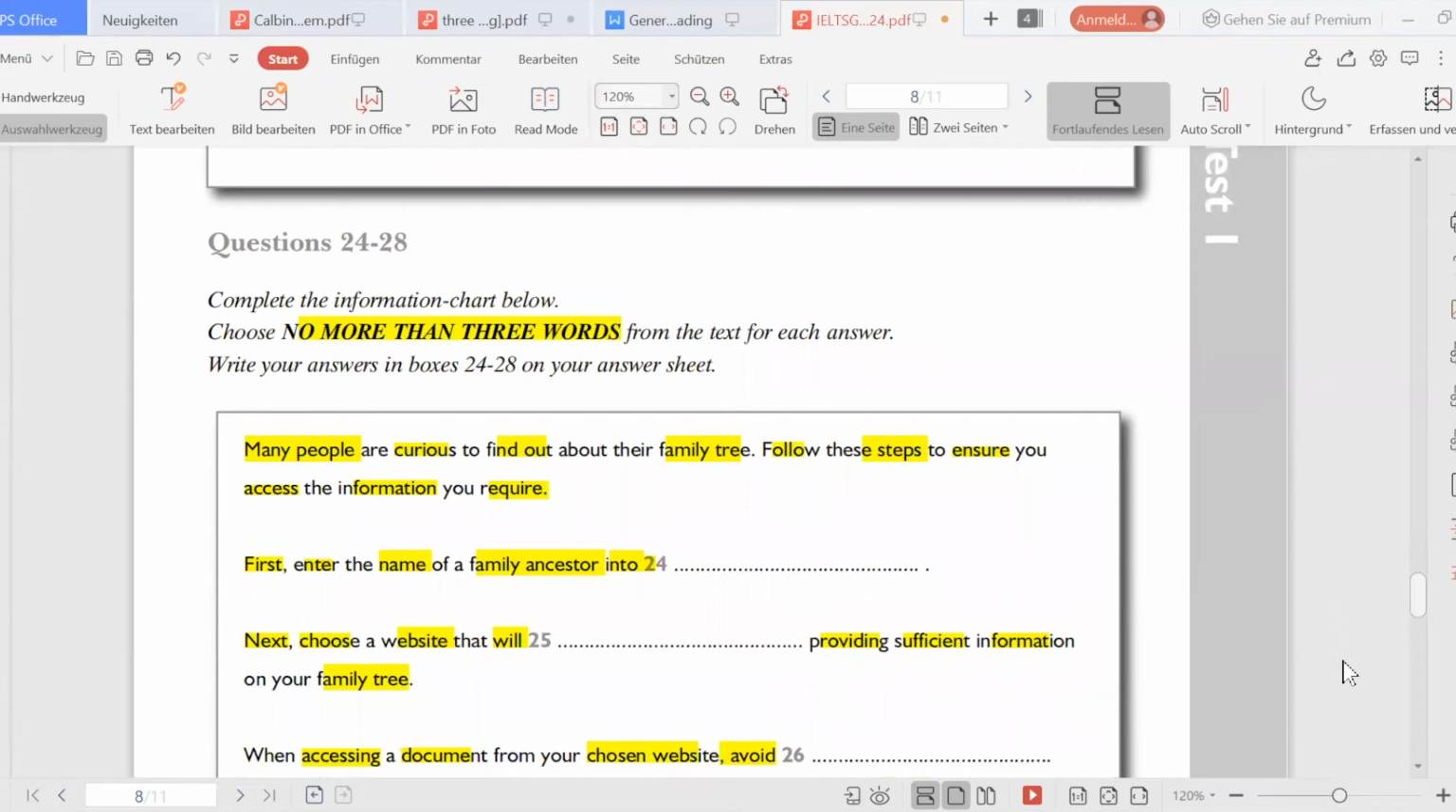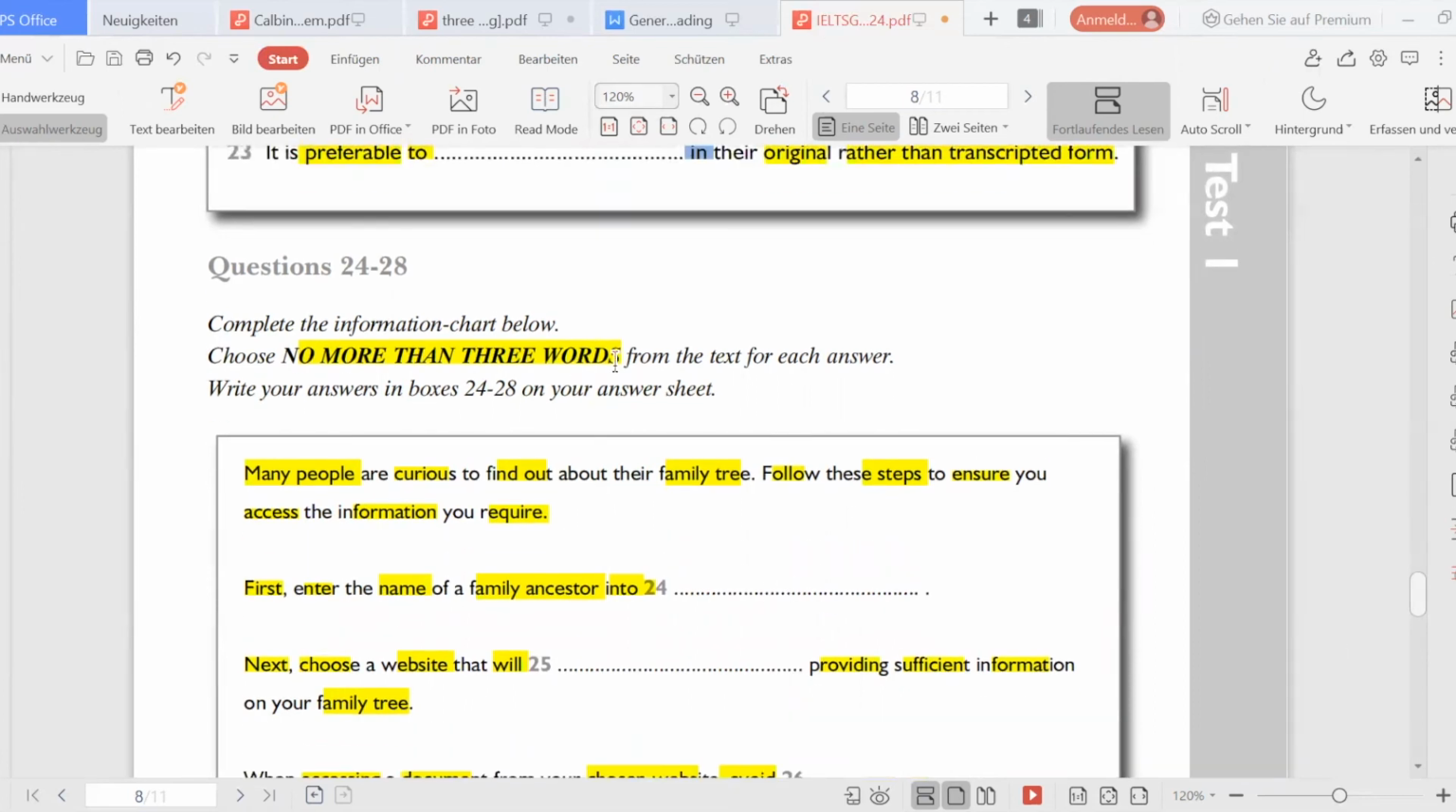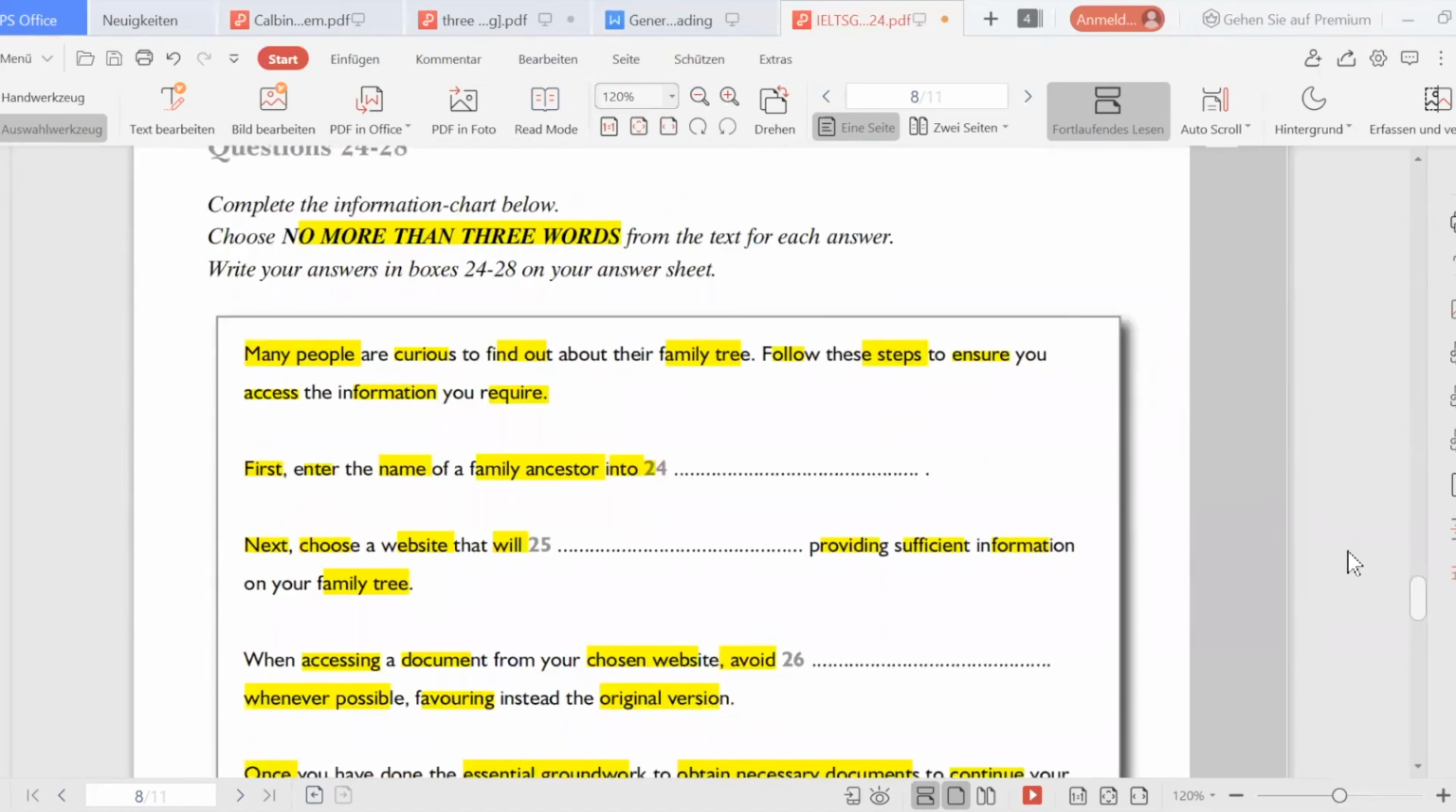Questions 24 to 28 is the same thing, okay? It's just like what we did. Choose no more than 3 words to fit in the gap. So go ahead and then try and figure out the answer. Go ahead and then highlight your keywords, and then go to the text and then see which sentence you're dealing with. So I highlight my keywords because this is kind of like a summary to the text. I highlight my keywords, and then I go on.